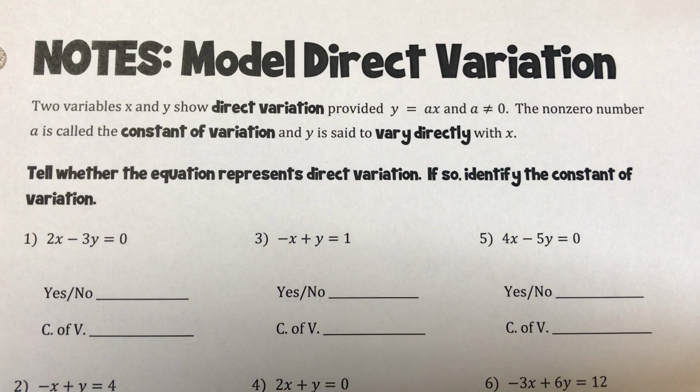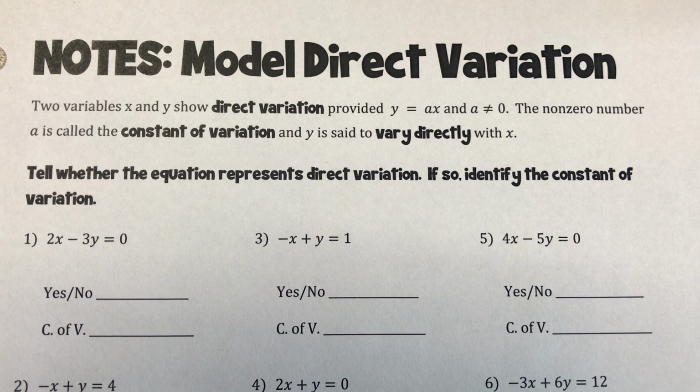Today we're going to talk about direct variation. Two variables, x and y, show direct variation provided that y equals a times x and a is not 0. The non-zero number a is called the constant of variation, and y is said to vary directly with x. I understand that's a lot of words.